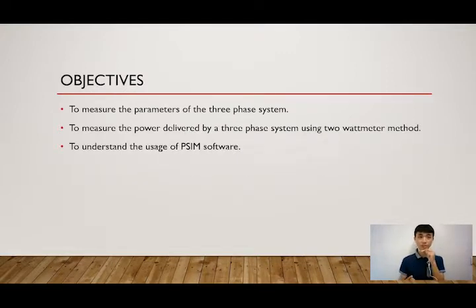And there are three objectives in this project. First objective is to measure the parameters of the three-phase system. Second objective is to measure the power delivered by a three-phase system using the 2 watt meter method. And the last objective is to understand the usage of PSIM software.